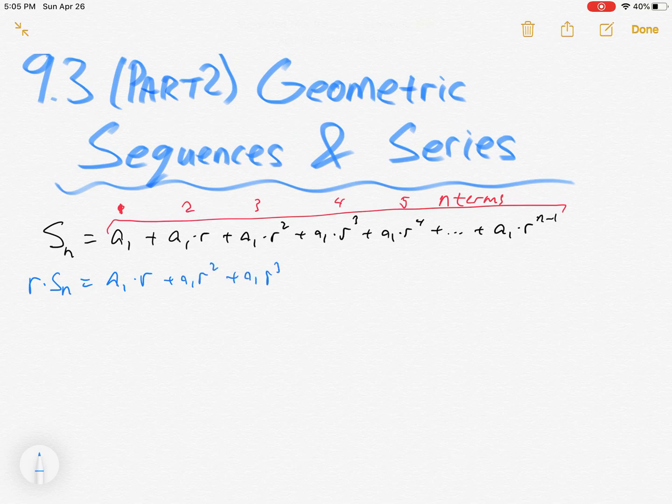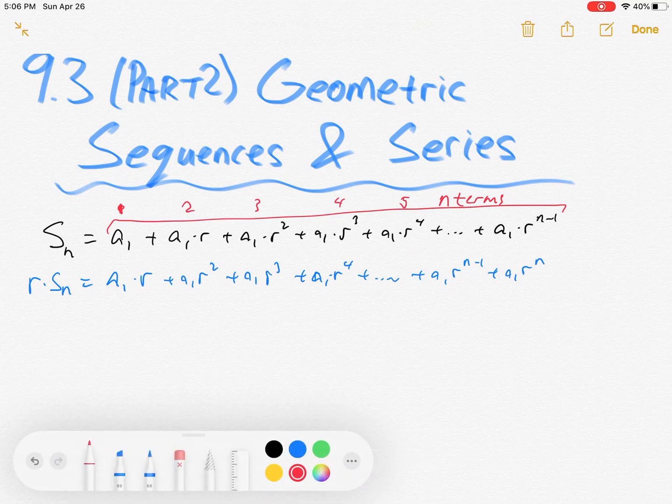Okay, and let's do something kind of crazy here. I'm going to multiply both sides by r. So this will now be r S n. If I multiply by r, this is now a1r. This is now a1r squared. This is now a1r cubed. This is now a1r to the fourth. And on and on and on. And the very last one, there will be an a1r to the n minus 1, and there will also be an a1r to the n, because all the r exponents went up by 1, right?